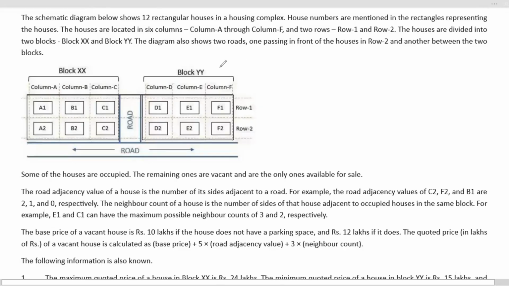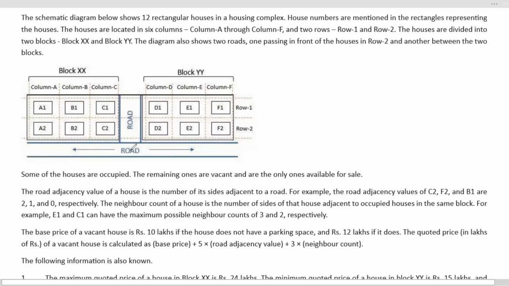Let us try to understand the given set which appeared in CAT 2023 slot 1. This particular set is giving the diagram about these houses organized in a location, and it has said that the houses are in two blocks, XX and YY, and the columns are given as such. Two houses have been placed in each of the columns.